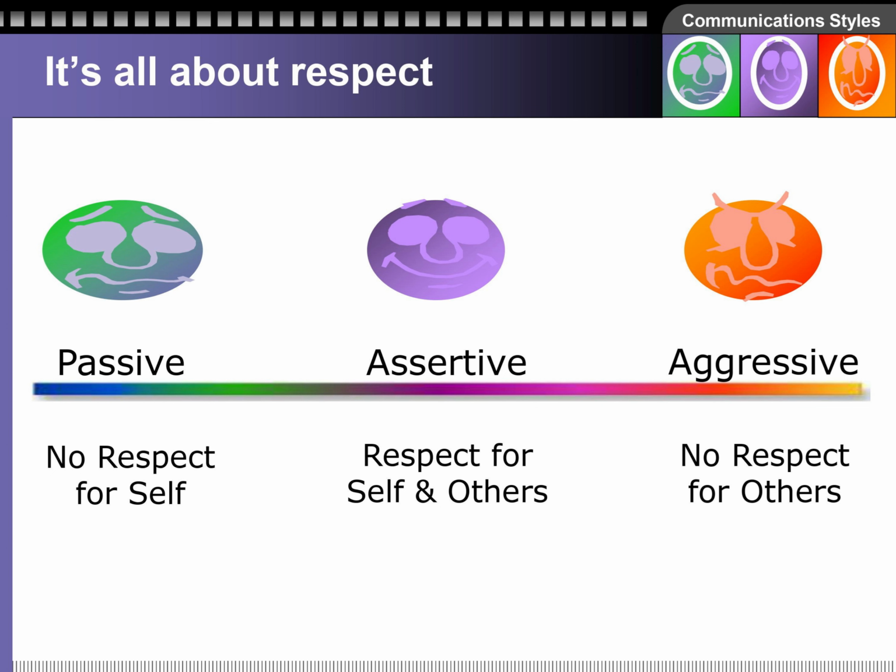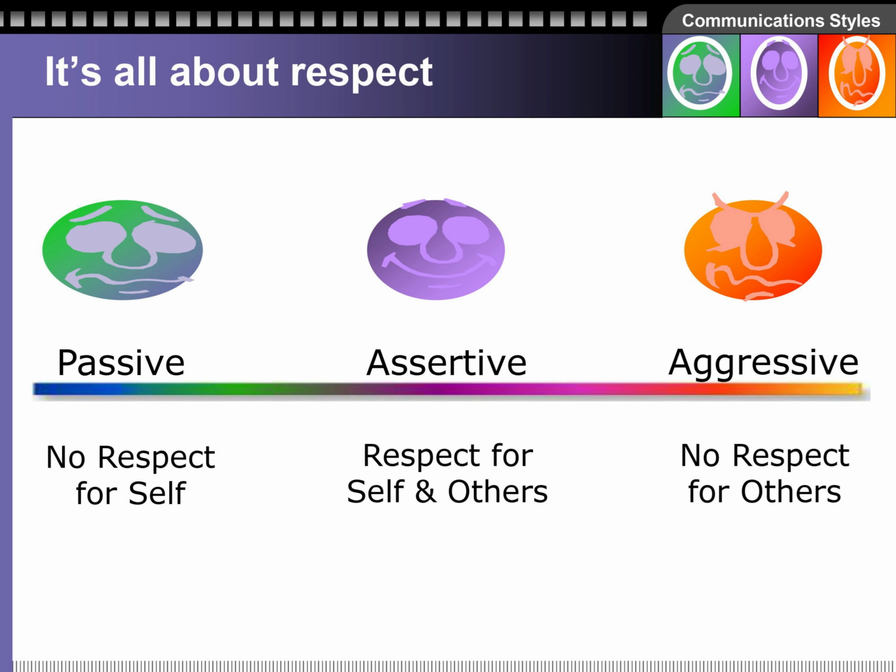Assertive communication, symbolized by the smiling emoji face, is the sweet spot. It emphasizes respect for both oneself and others. It allows for open, honest, and respectful exchanges, creating positive and constructive interactions.